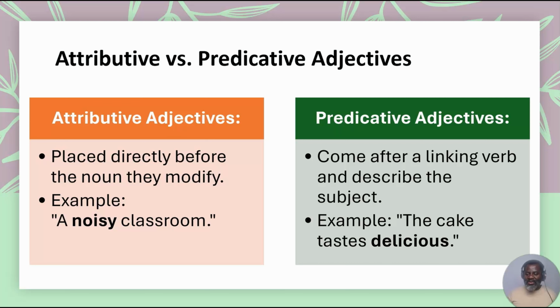However, predicative adjectives come after a linking verb and they describe the subject. Now, I want you to pay attention here. In a sentence, we've got the subject, verb, and object. But in this case, let's look at an example. The cake tastes delicious. The word delicious is coming after a verb, but it is modifying the cake, because what is delicious is not the taste, it's the cake in this sentence. So these are called predicative adjectives. They are part of the predicate and they come after a linking verb.